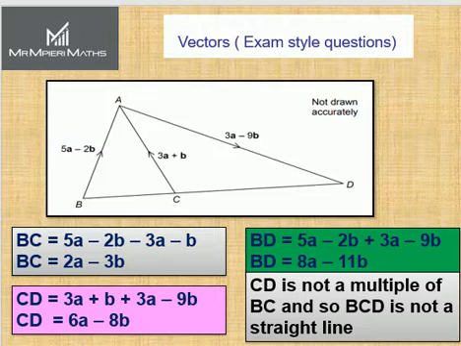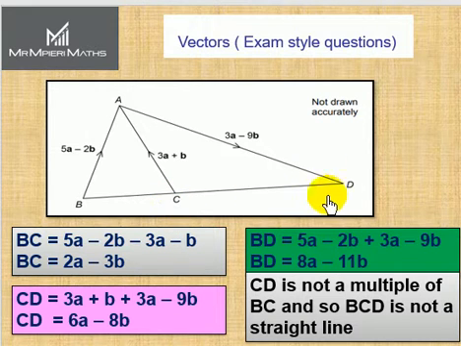Okay, so BC, if we're going this direction. Now for BC, we're going towards these directions, BA plus AC. Now mind the direction, because we are changing from CA to AC. So this becomes minus 3a minus b. So BC becomes 5a minus 2b minus 3a minus b. If we tidy this up, BC becomes 2a minus 3b.